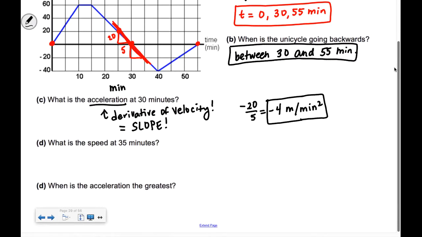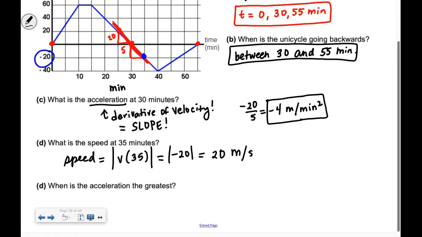All right. What is the speed at 35 minutes? So what's speed? Absolute value of velocity. So we're finding the velocity at 35 minutes, and then we're going to make it positive. So if it's negative, make it positive. So at 35 minutes, we are right here on our graph. Our velocity is negative 20. So we're going to say negative 20, but then it's in absolute value. So it's 20, and our units are just like velocity, meters per minute.